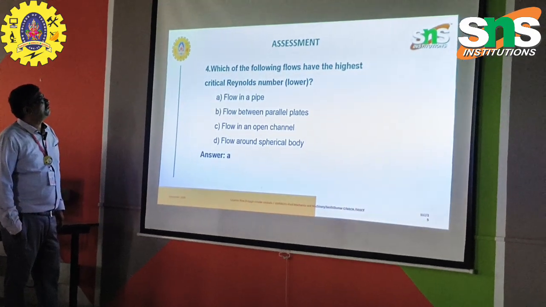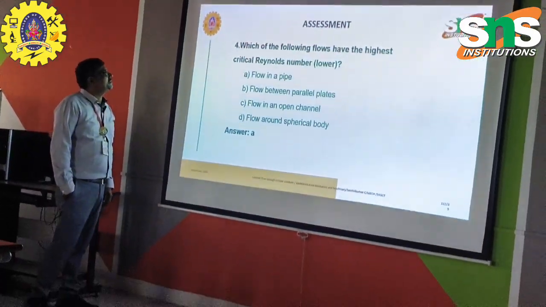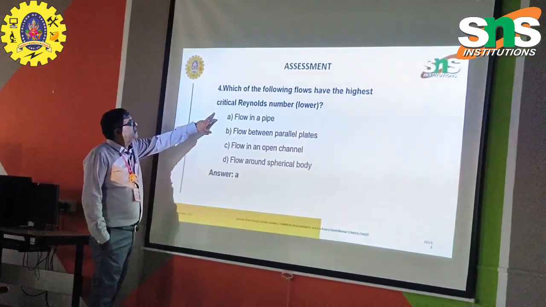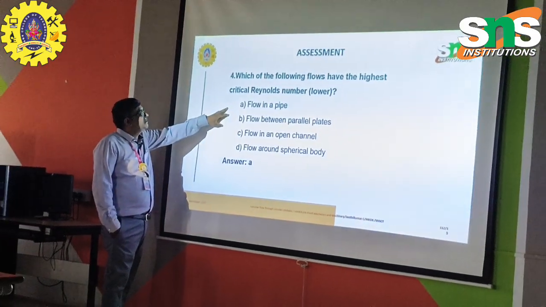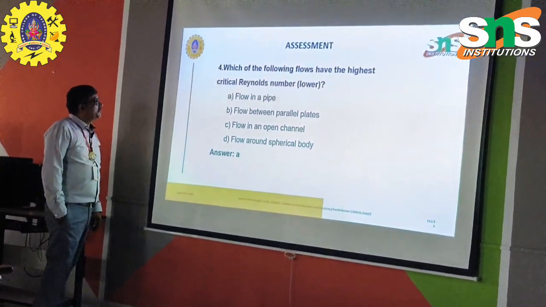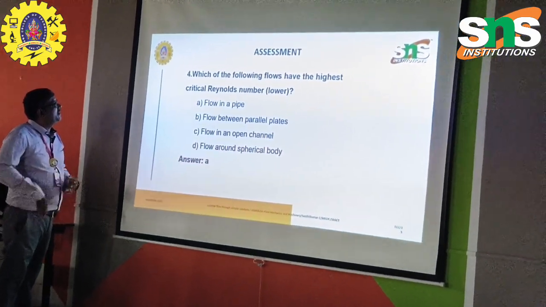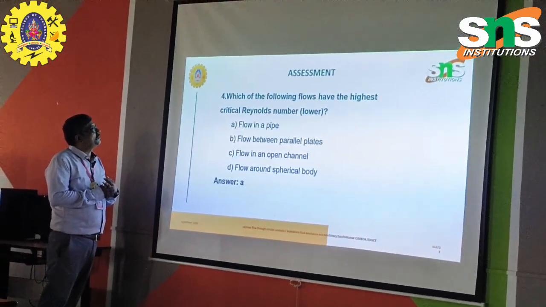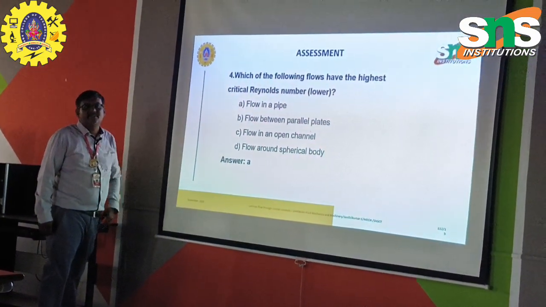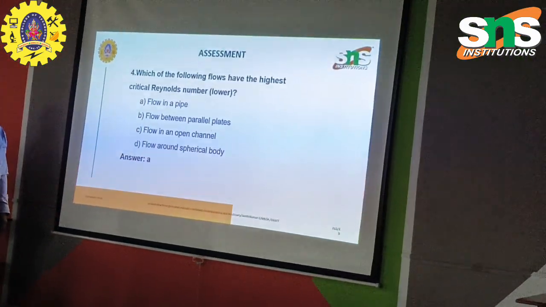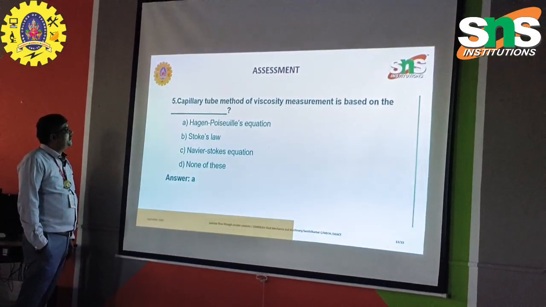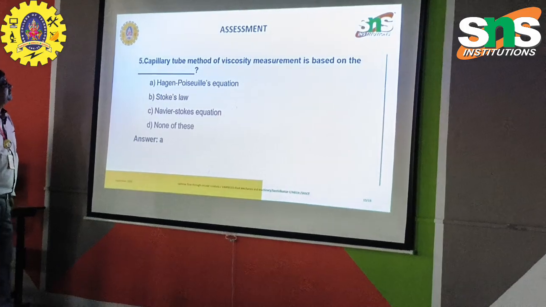Which of the following flows has the highest critical Reynolds number? Flow in a pipe, flow between parallel plates, flow in an open channel, flow around a spherical body. Flow in a pipe has the higher critical Reynolds number, the lower Reynolds number, when the fluid is flowing through the pipe, which can be experienced. That is a very important concept. Next slide.